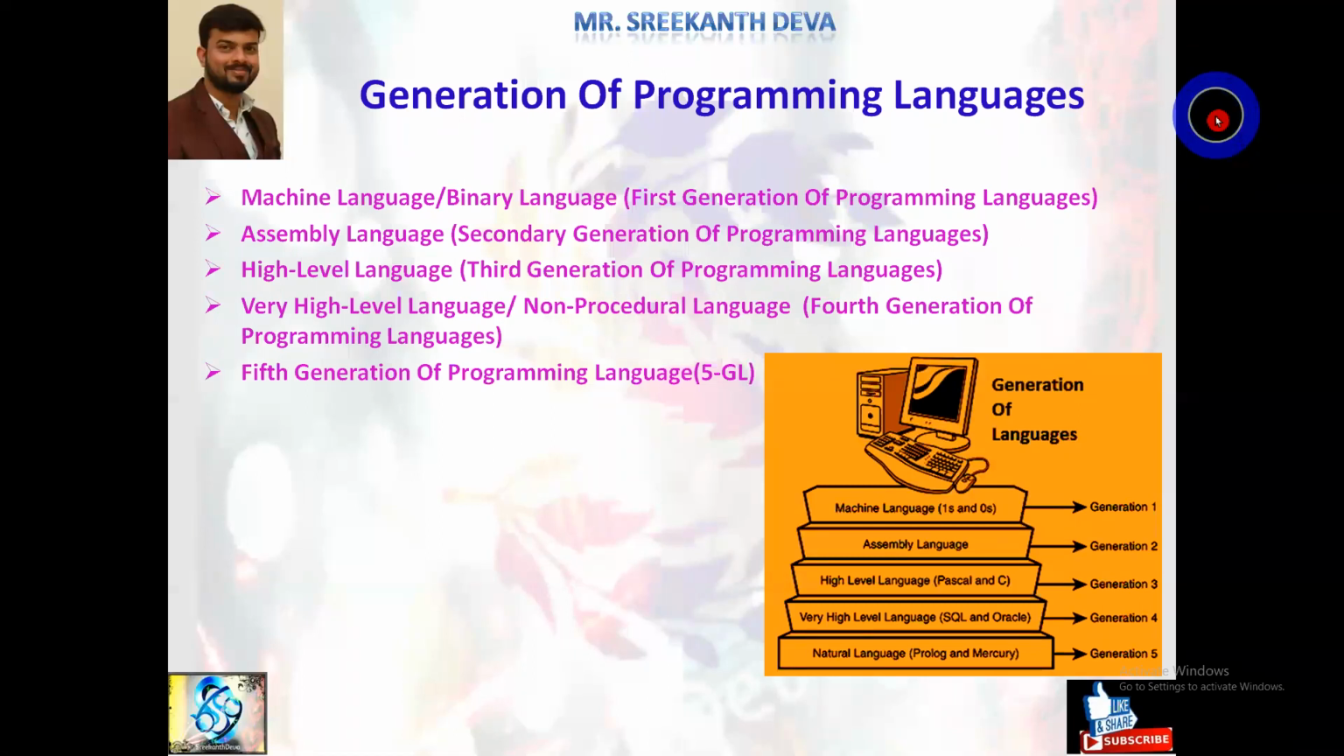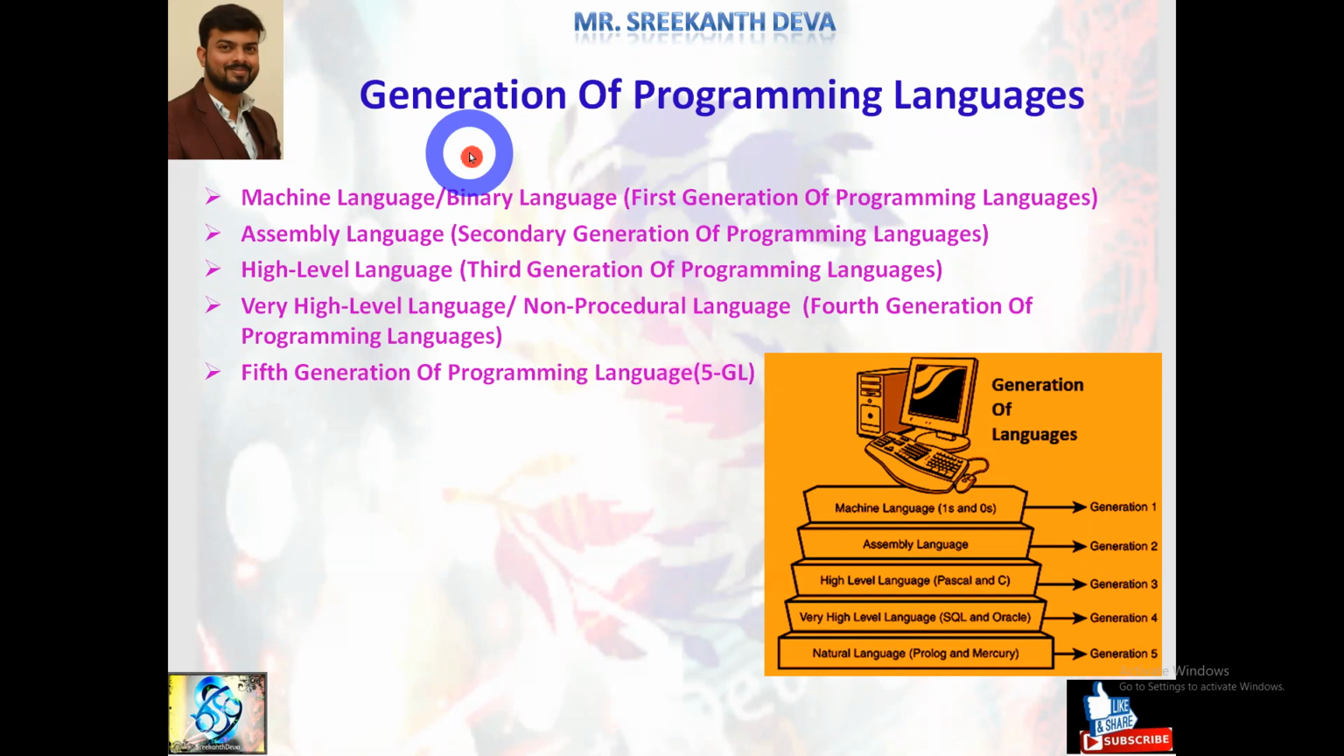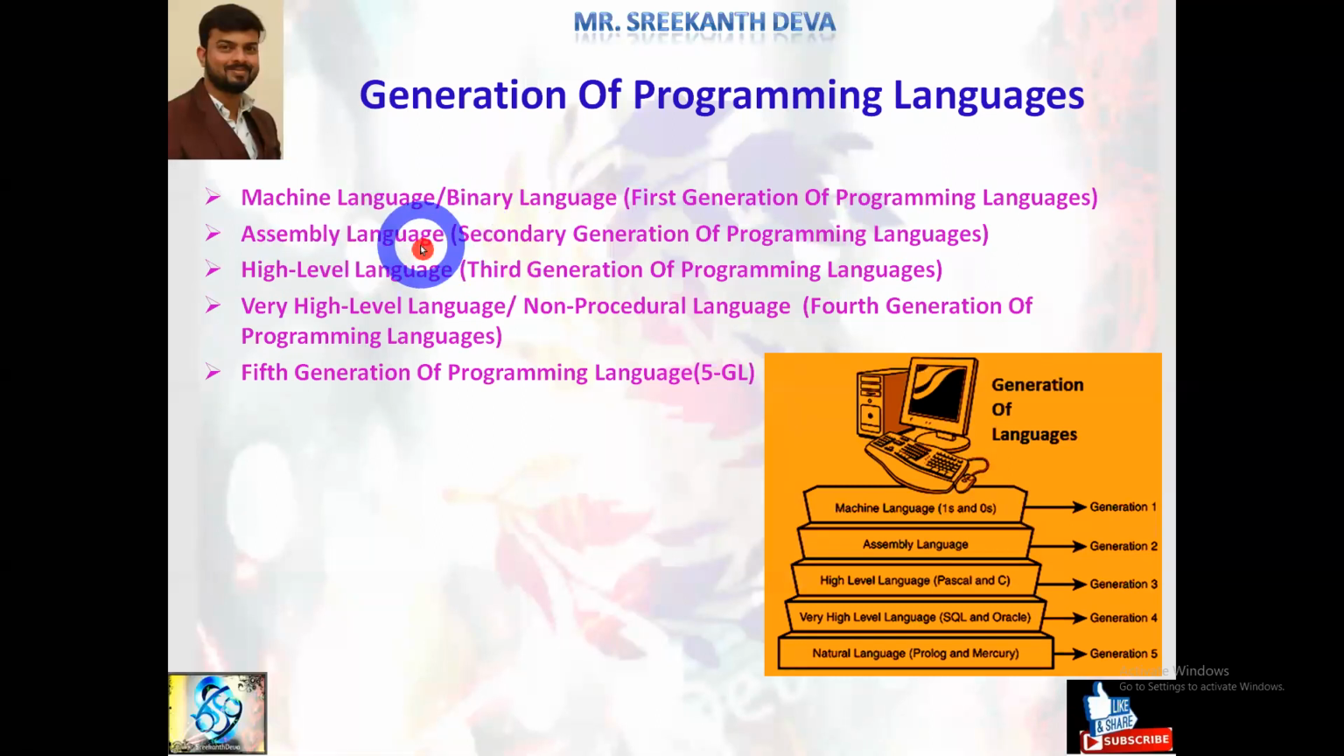If you go through the previous video sessions, I explained in detail about various generations of computers. But in this session, we are discussing various generations of programming languages. Here, the first generation of programming languages is called machine language or binary language. It is always represented in the form of zeros and ones. The second generation of programming languages is called assembly language. It is called a low level language. Assembly language also comes under low level language, but here we are writing some mnemonics, symbolic representation.